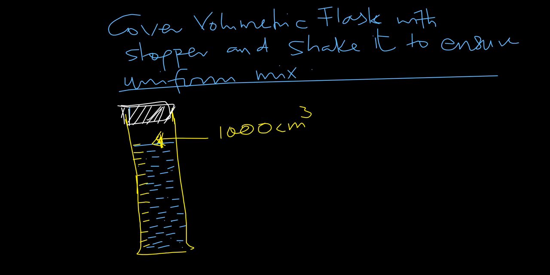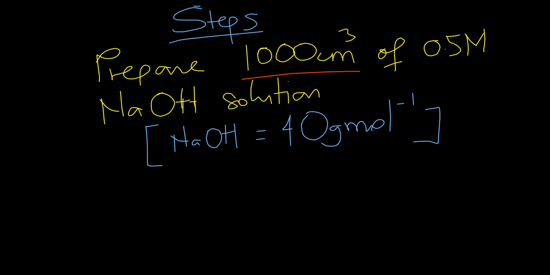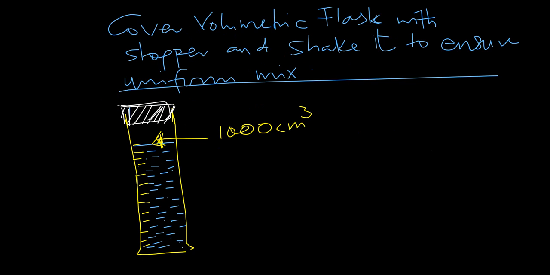At this point, you've been able to prepare your 1000 cm³ solution, which is also 0.5 molar. So we've been able to prepare this solution. It's as simple as that. So that's how you prepare a 0.5 molar solution, which is 1000 cm³.